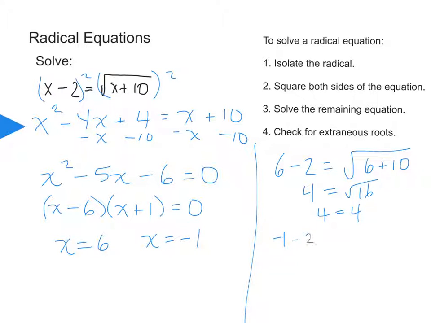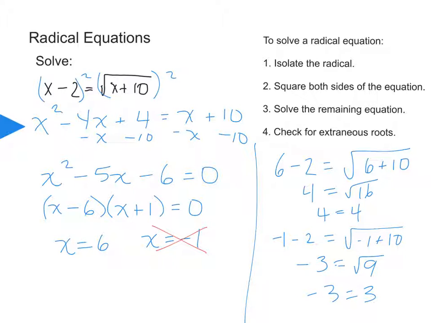And then the negative 1: negative 1 minus 2 equals root negative 1 plus 10. And I get negative 3 equals root 9, so negative 3 equals 3. Is that true? No, that means that's an extraneous root. It is a solution to x squared minus 5x minus 6 equals 0, so it's not that a mistake was made. It's just not a solution to the original. So that's what you would do to solve algebraically.